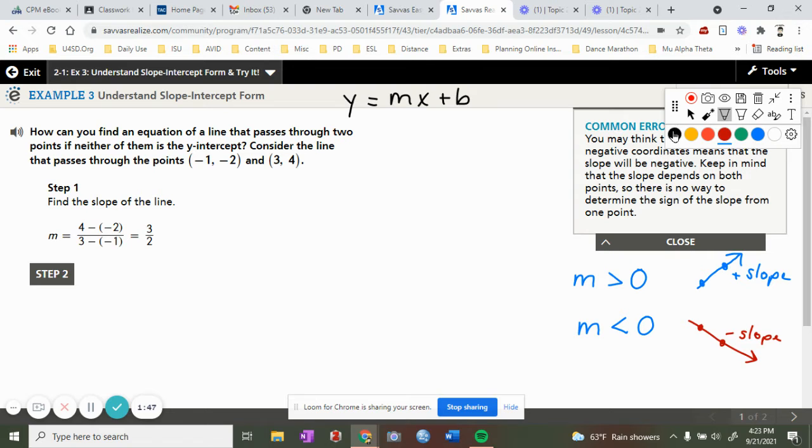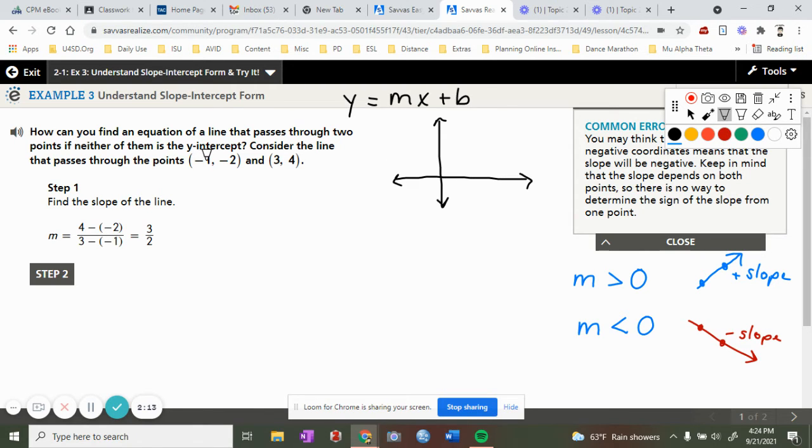With that in mind, let's take a look at how we can write the equation of a line when we are given 2 points. So for example, here I'm given the point -1, -2, and the point 3, 4. Now, one thing you can do is draw a diagram. We can always graph our points.